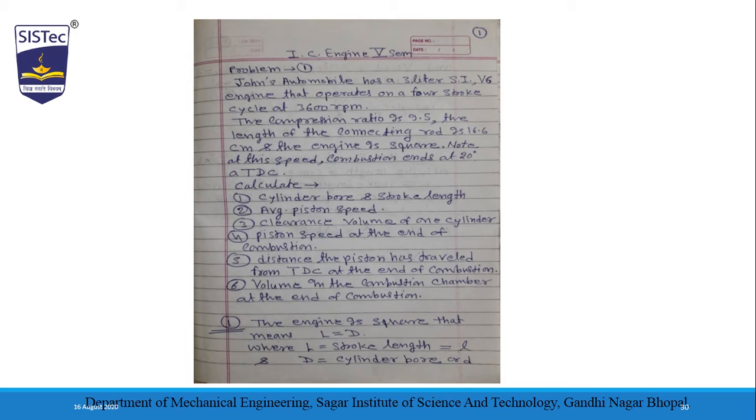So, as we know, if the engine is square, that means the stroke length is equal to the bore diameter of the cylinder. So, according to the condition given in the problem, we can take capital L or small l as the stroke length and capital D or small d as the bore diameter.